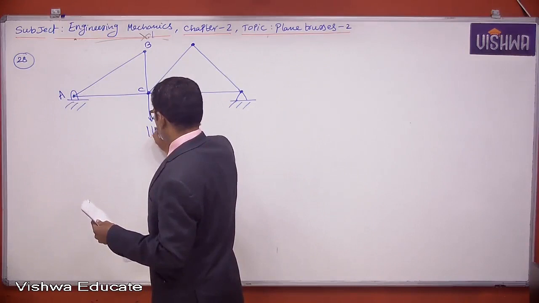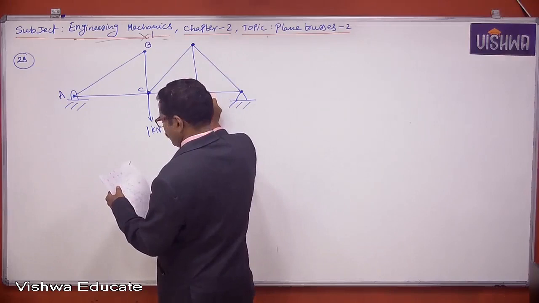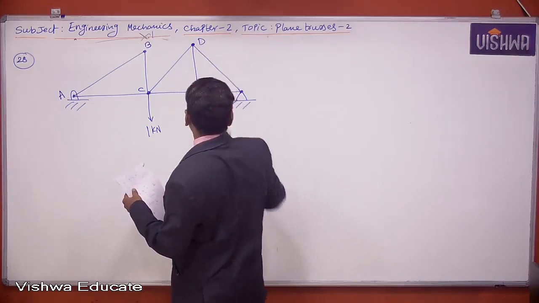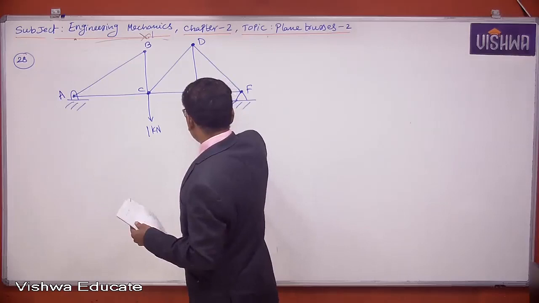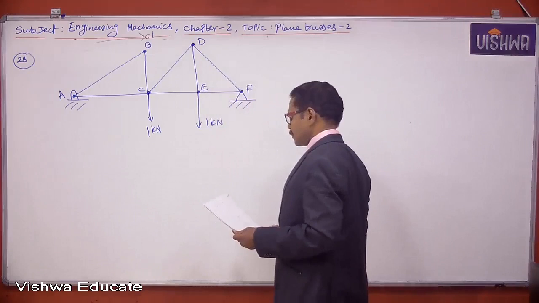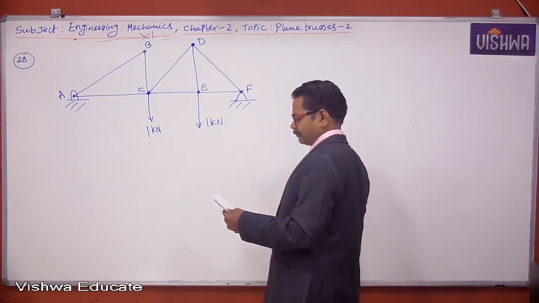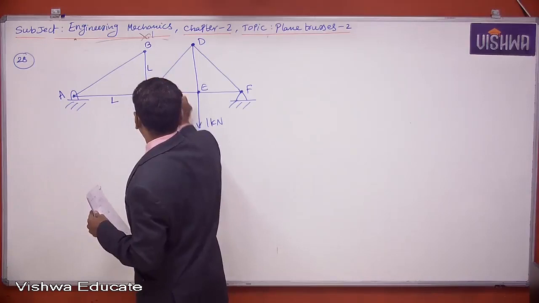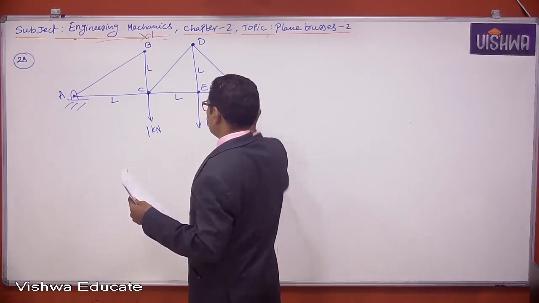Here another member is there. This joint is A, this joint is D, this is F. At E also another force of 1 kN is acting. This is L. Length of AC is L. This is also L. This is also L. This is also L. This is also L. So first you copy this. Then I dictate what to find.